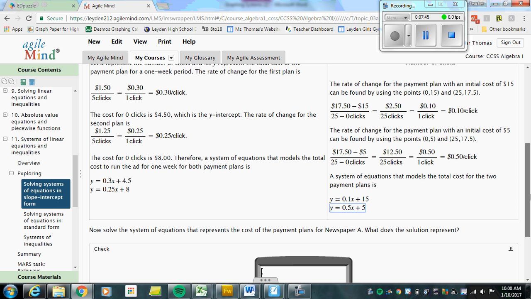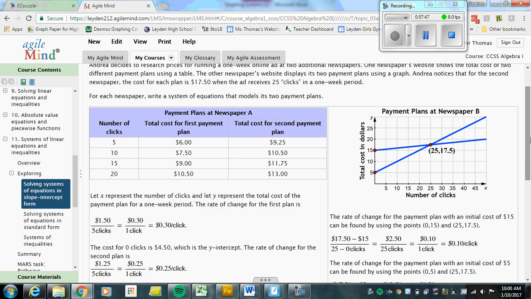What is the solution of the graph? The solution is right here at (25, 17.5). So after 25 clicks in 1 week, the total cost for each of newspaper B's payment plans will be $17.50.